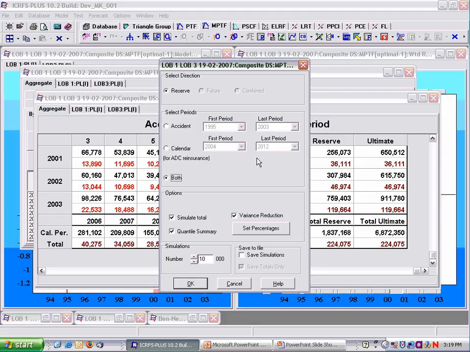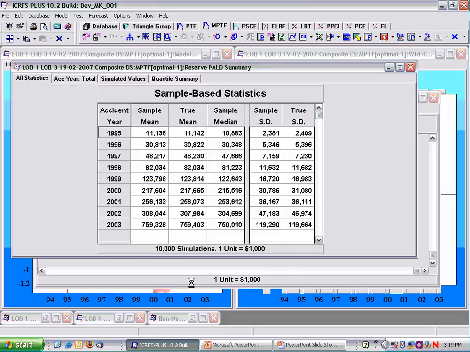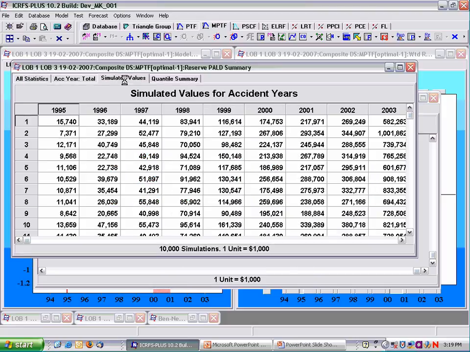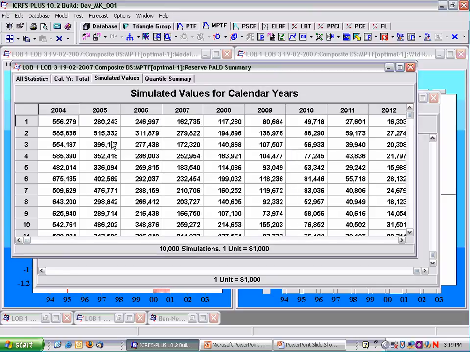So for the aggregate and for each line of business, you'll have a separate flat file, a text file that has all the simulated values by calendar years, accident years, and the aggregate. In fact, if you really wanted to, you could also store simulated values as sent to a file for every cell. Anyway, we're not going to do that, but it's very easily done. So this is now the 10,000 values that we simulated by accident year for the aggregate of the two lines of business. You can also look at it by calendar year.